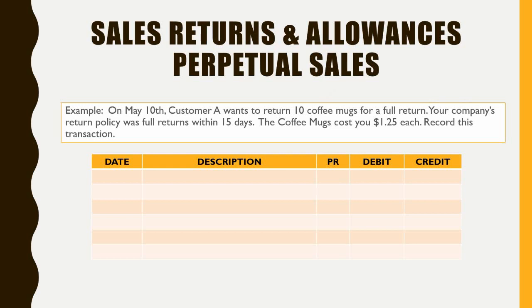So how are we going to record this? Let's go ahead and focus on one thing first. First, this customer A is going to get a full refund. So how are we going to calculate this refund? It will be the sales returns and allowances. Is that going to be on the debit side or the credit side? The debit, right? Because it's reducing sales, which was originally a credit. So yes, you're going to have a sales returns and allowances. What else is included?